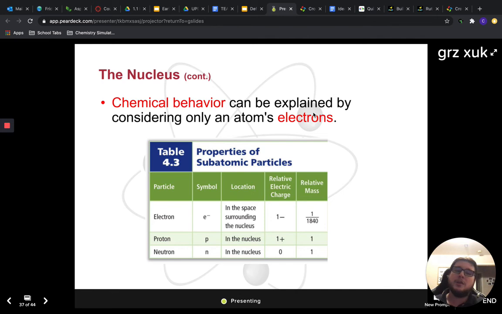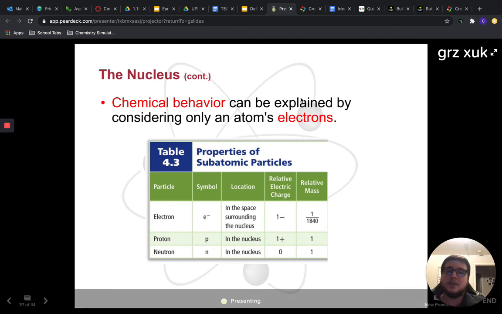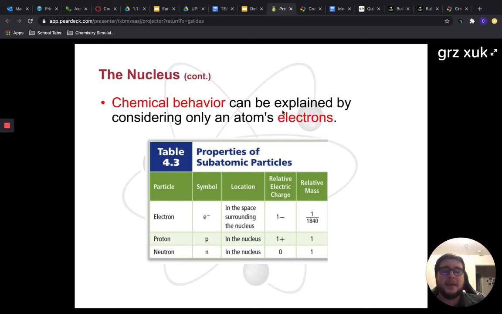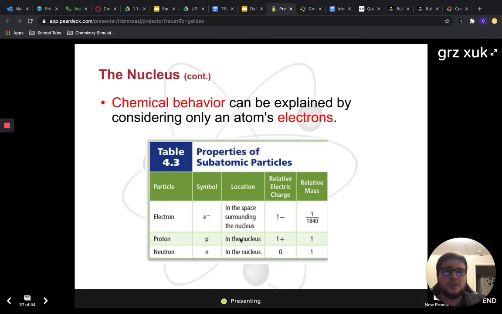Alright, and if we want to know about the chemical behavior of certain elements, certain atoms, then we can explain an atom's chemical behavior by just looking at the atom's electrons. And we're going to do a lot with this, not necessarily in this module, but probably in the next one and the one after that. So just know, chemical behavior, how atoms react with each other, is explained by just looking at the electrons.